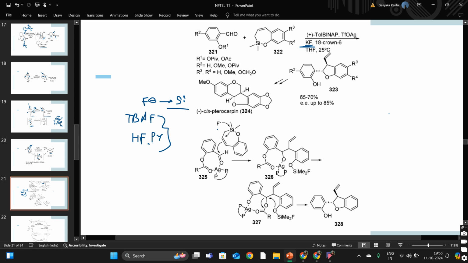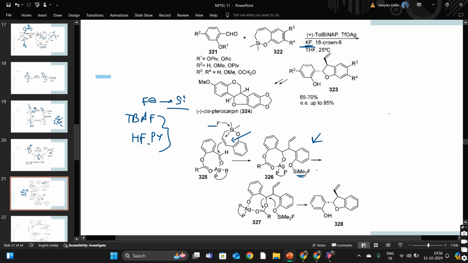Okay, so the reaction here also starts with the attack of fluoride at silicon, leading to the breakage of this 7 membered ring. Okay, so you are going to get an intermediate of this type. This SiMe2F part remains in a ring, and this part, if you see, is now linked to the benzaldehyde ring. Okay, and this benzaldehyde ring is also getting activated with the help of the silver catalyst. Both the carbonyl groups, one from the aldehyde and one from the ester, are getting activated by the silver.